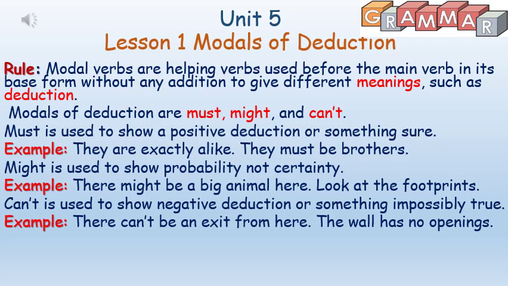So, in short, we learned about 3 modal verbs of deduction. They are helping verbs used before the main verb without any addition to it. Okay, and they depend on something previous to understand the meaning. There is must showing positive deduction of something we're sure about. Might shows probability of something that may be true, and can't shows a negative deduction of something that is not true. Now, I want you to read the rule and do the practice.